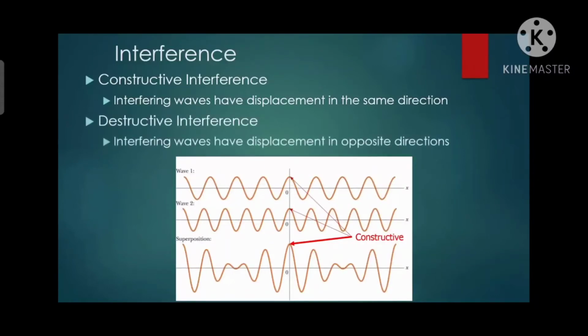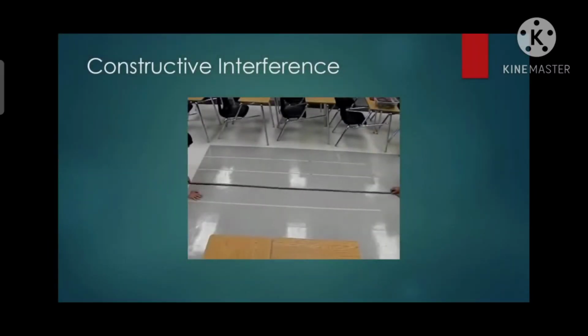The other type of interference that we saw was destructive interference, and this is when interfering waves have displacement in opposite directions. Take a look over here. Wave 1 has a displacement above the midline. We have wave 2 with displacement below the midline, and you can see down there where they are in superposition that they have basically cancelled each other out.